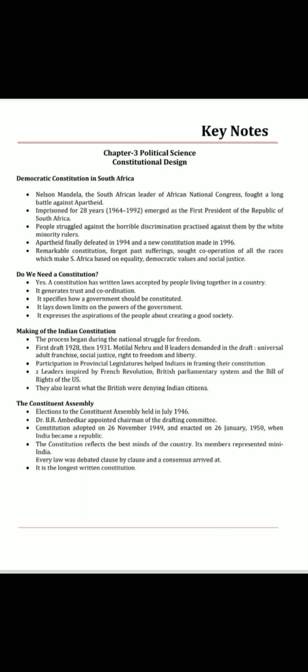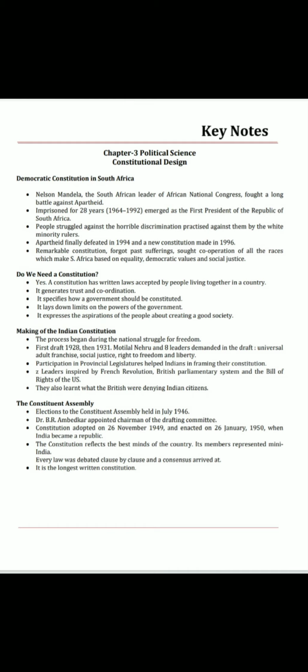देन आफ्टर दैट, leaders inspired by the French Revolution, British parliamentary system and the Bill of Rights of the US. हमारा जो कॉन्स्टिट्यूशन है, जब उसको फ्रेम किया जा रहा था, जब उसकी मेकिंग हो रही थी, तो जो लीडर्स थे, the leaders who were involved in the framing of the constitution, वो बहुत सारी चीज़ों से इंस्पायर्ड थे. क्यों? जैसे कि फ्रेंच रिवोल्यूशन, ब्रिटिश जो पार्लियामेंट्री फॉर्म ऑफ गवर्नमेंट थी, उससे इंस्पायर्ड थे, और यूएस की बिल ऑफ राइट्स से.